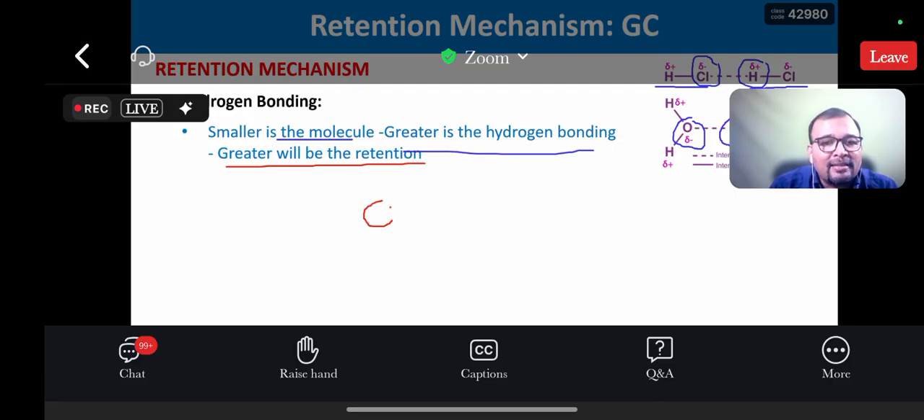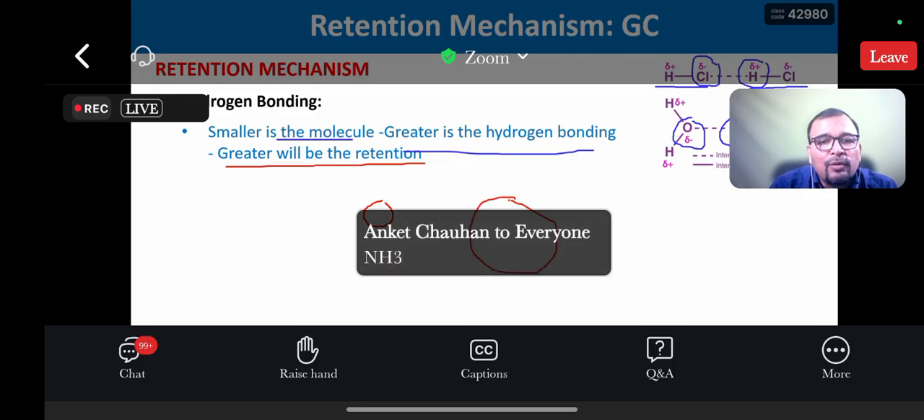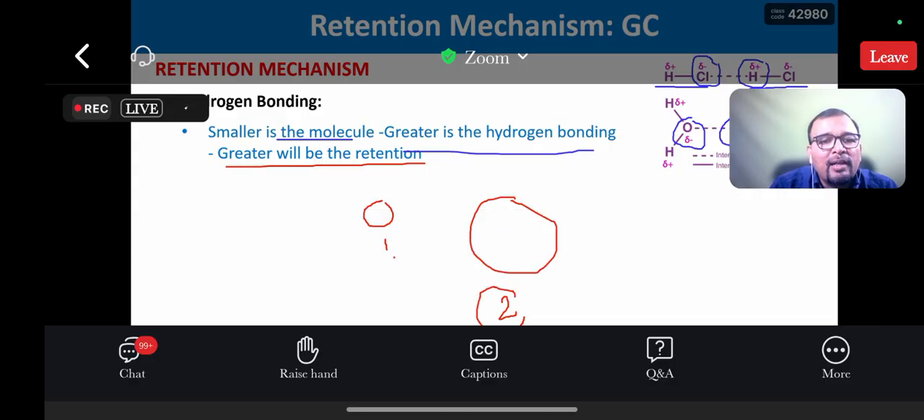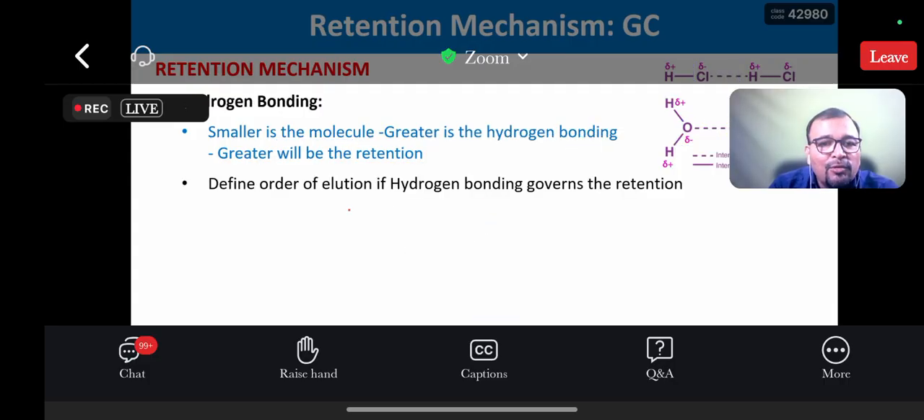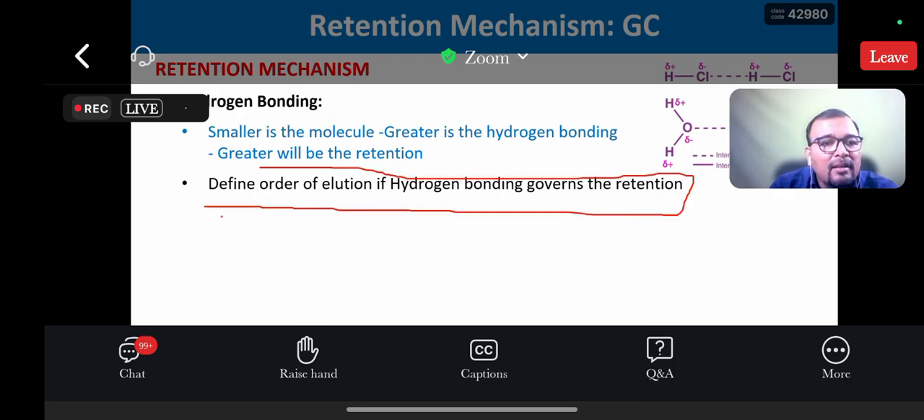So molecule size is smaller, right? Which molecule will have the greater hydrogen bonding? Obviously molecule 1, because molecule 1 is smaller. Smaller is the molecule size, greater will be the hydrogen bonding. Let us now go ahead with the example. Define the order of elution if hydrogen bonding governs the retention.